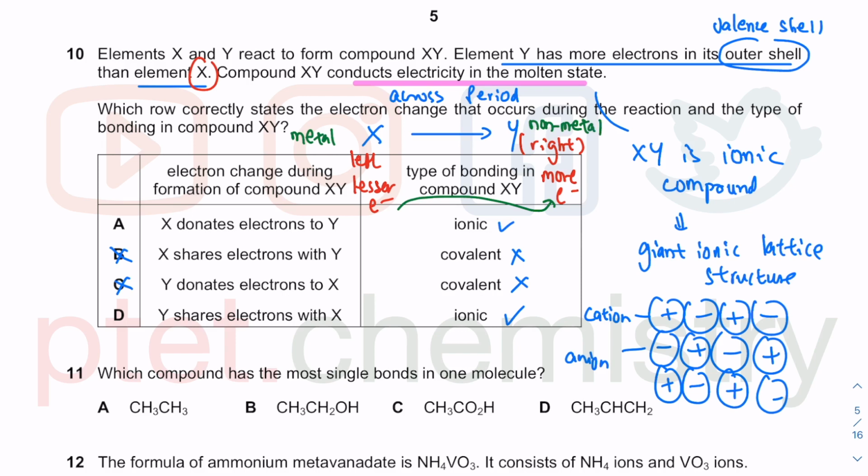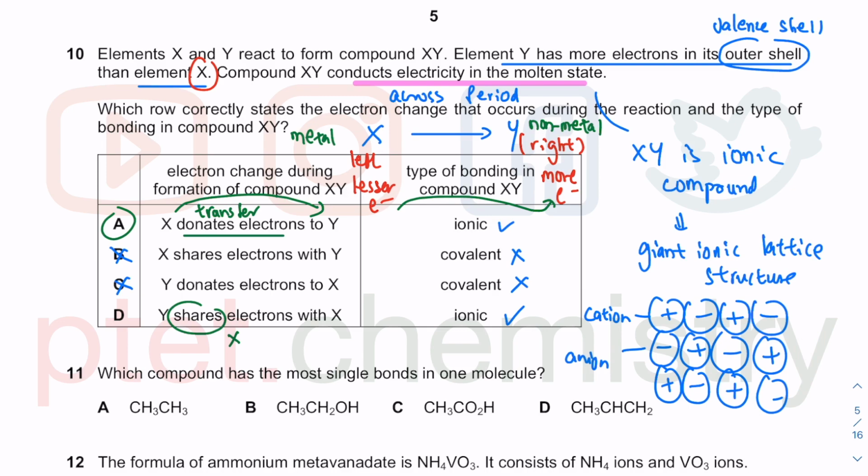So from X to Y, and we don't talk about sharing, we talk about donating. So X donates to Y. We could have done that without even interpreting the information, because ionic doesn't involve sharing electrons. Ionic involves transfer of electrons, where the metal loses the electrons and the electrons get transferred to the non-metal, leaving behind no delocalized electrons, because all the electrons transferred must be balanced out.